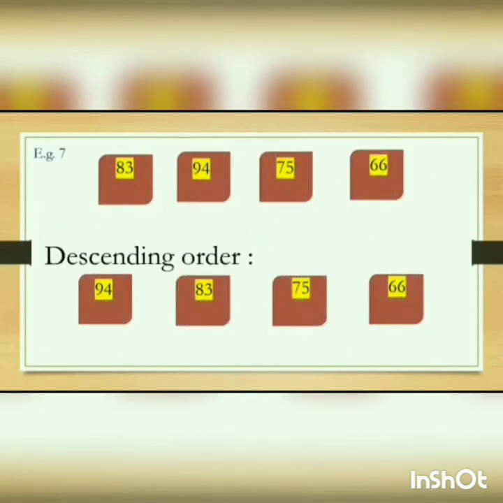Now, example 7. Let's see some numbers given on screen. Let's read the numbers: 83, 94, 75, 66. Very good. We have to arrange these numbers in descending order. Come on, let's arrange the numbers in descending order. 94, 83, 75, 66. Very good.